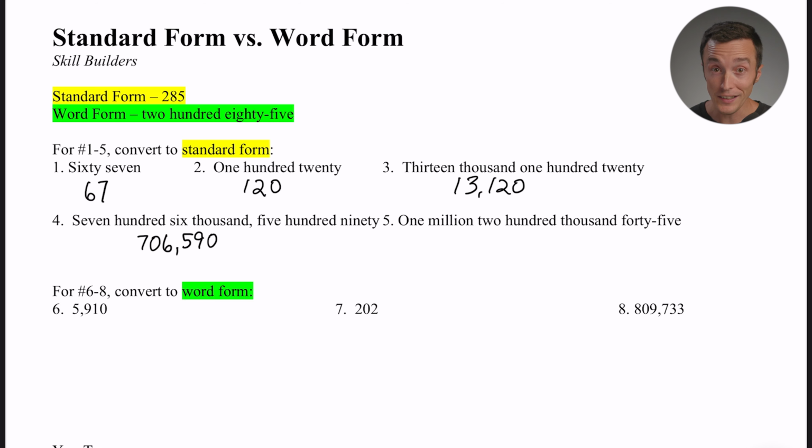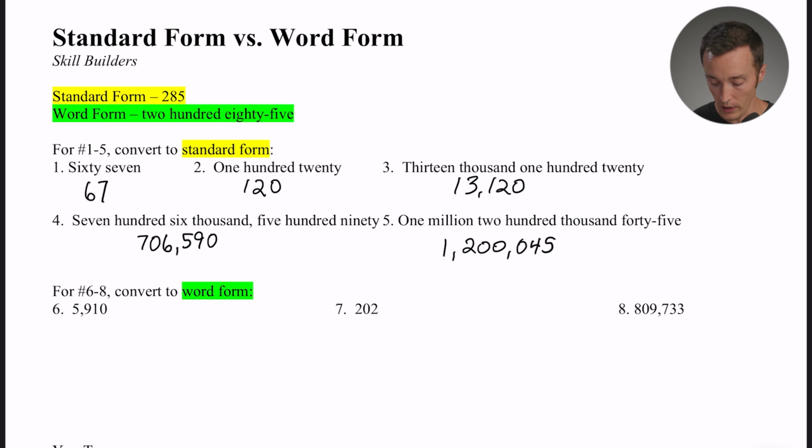Okay, and then the last one, number 5, one million two hundred thousand forty-five. This one's easy to mess up if you're not paying attention. So 1 million, I know that would be a 1 and then a comma. 200,000, so that would look like this. 45. You have to have that placeholder 045. So 1,200,045. Again, if you just take your time, I think you'll be okay with this.